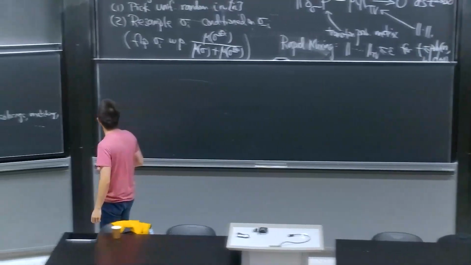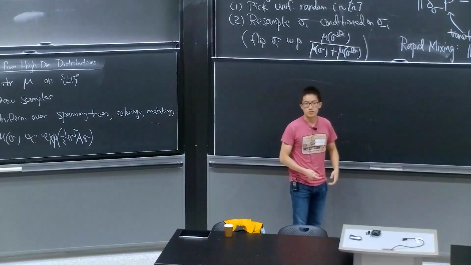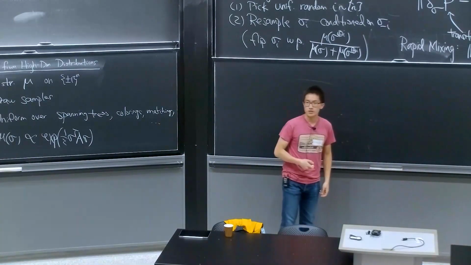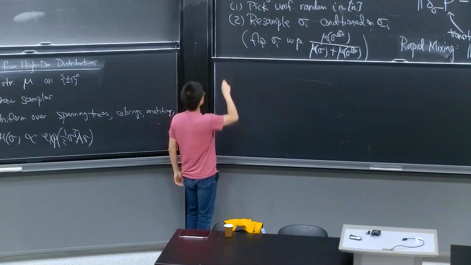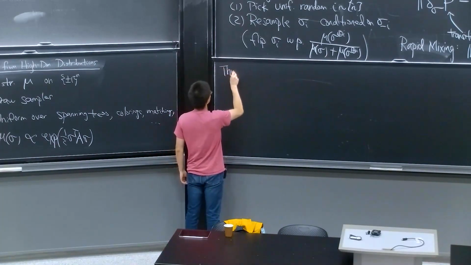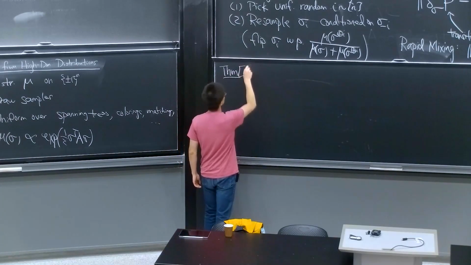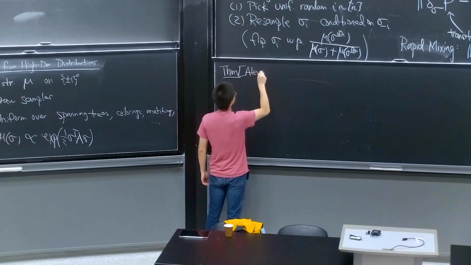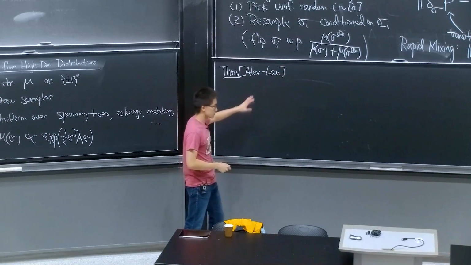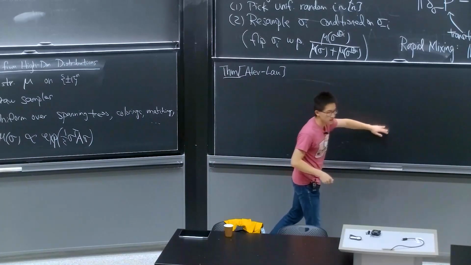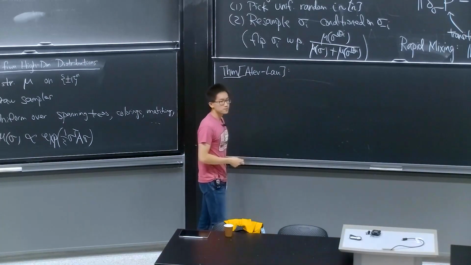So what do I want to tell you now? I want to tell you what you can get out of this definition. Suppose you knew your distribution is spectrally independent. What can you get out of it? I'm going to state the following theorems without proof. The first theorem is due to the work of Anari, Liu, and Oveis Gharan, based off of some connection with the area of high-dimensional expanders, which I won't get into. And it says the following.